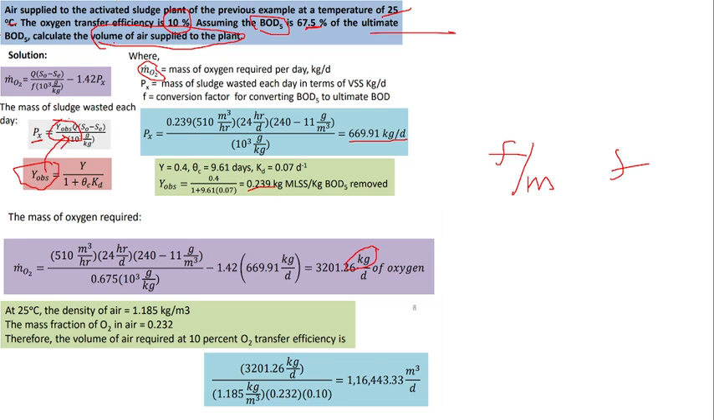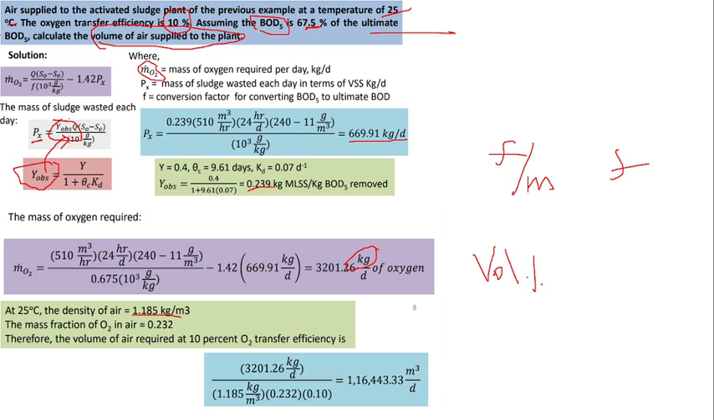The question asks us to find the volume of air supply. So to convert it to volume, first we have to know the mass fraction of oxygen in the air. It is 23%, so it is 0.232, and the density of the air supplied at the temperature of 25 degrees Celsius, as given in the question, is 1.185 kg per meter cube. So now we can easily calculate the volume of air.